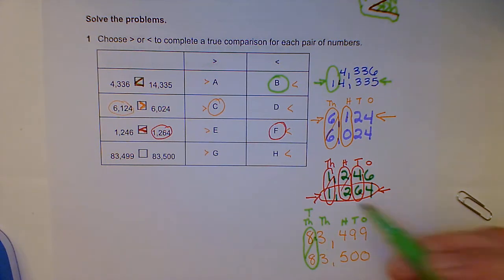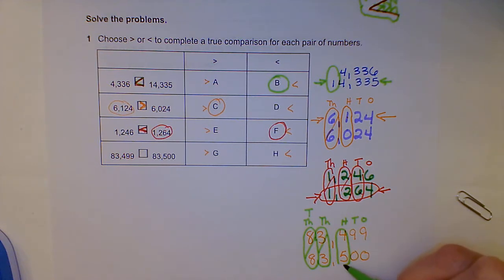The 8s are the same, it didn't help me, so I'm going to move over one to the thousands. The 3s are the same, so it didn't help me. So now I'm going to move over into the hundreds place. And there, 4 is less than 5, which means that this number is larger. Now I want you really to notice that once I find a place value that's different, I don't continue going over to the right. I stop.